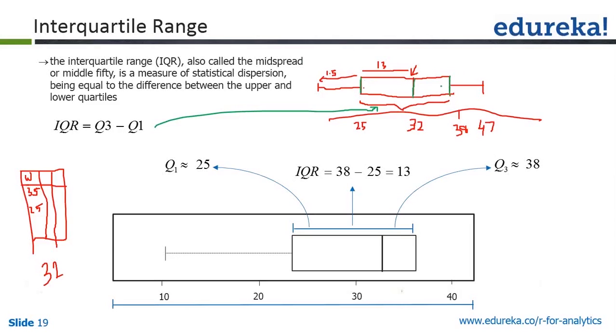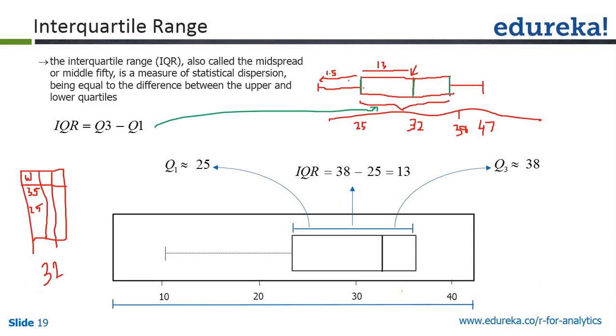In other words, we are referring to the 25th percentile point which is here, the 50th percentile point which is here, and the 75th percentile point which is here. Then you create a box kind of structure. So the interquartile range is the difference between the 75th percentile and the 25th percentile.